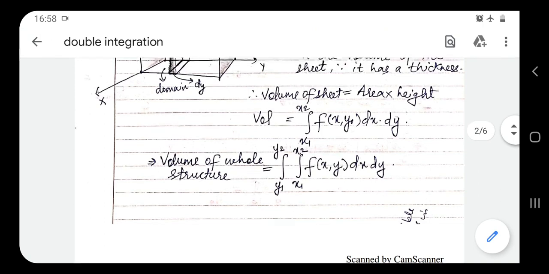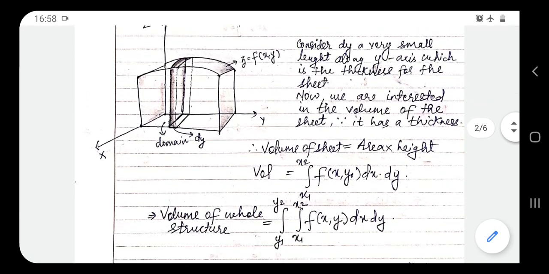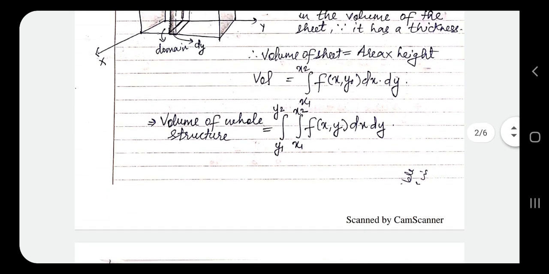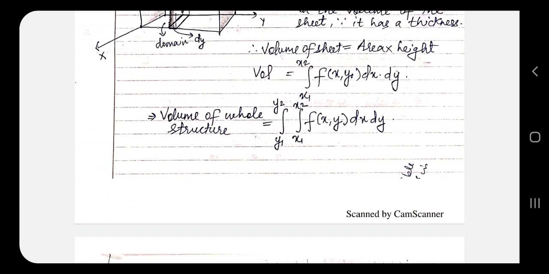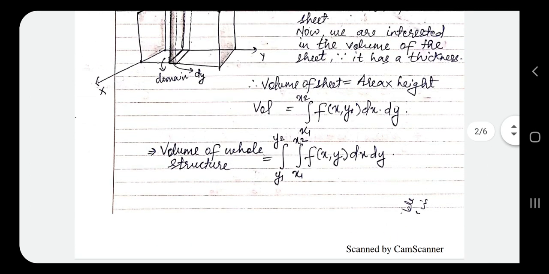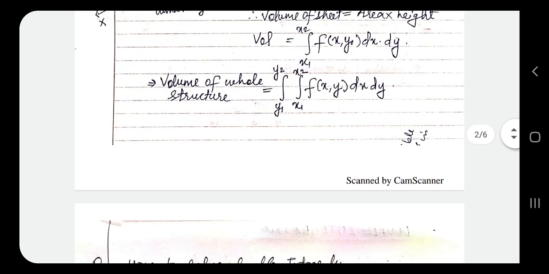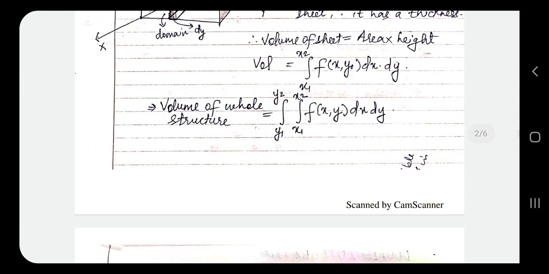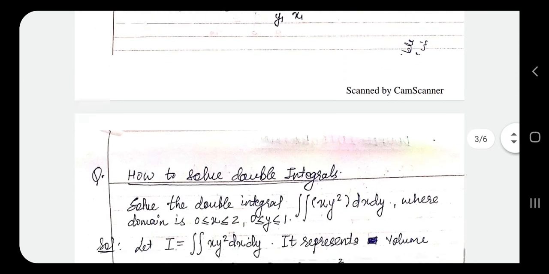So with this explanation, we are clear that double integration gives the volume under that surface bounded by the coordinate planes and the domain. So this says that single integration gives us the area under that curve, double integration gives the volume under that surface.